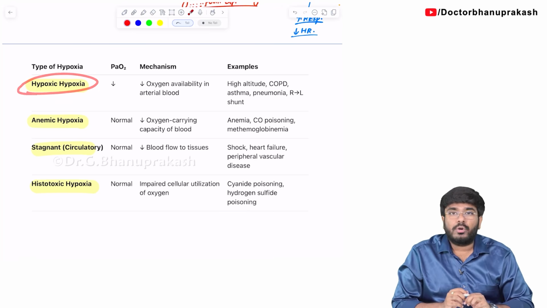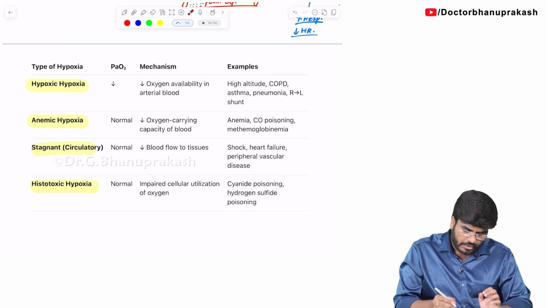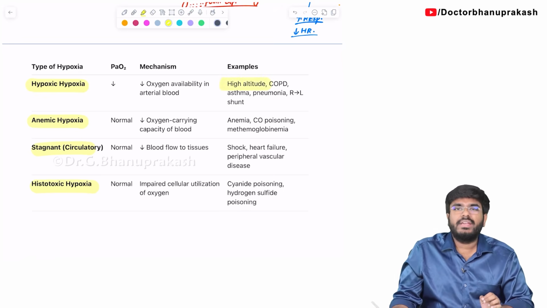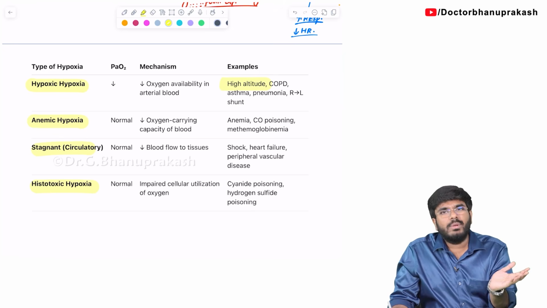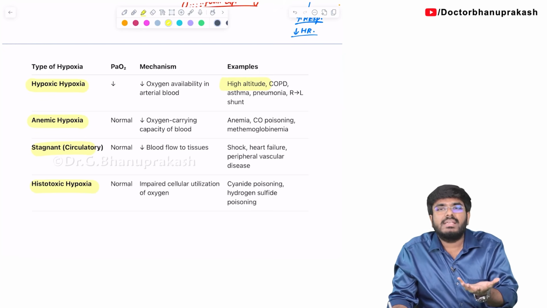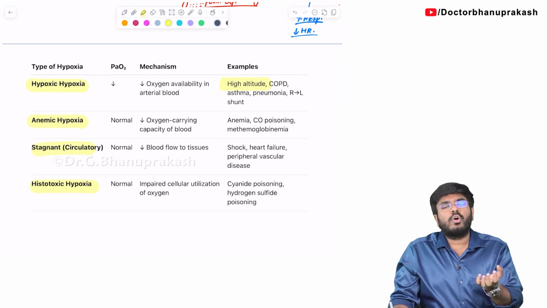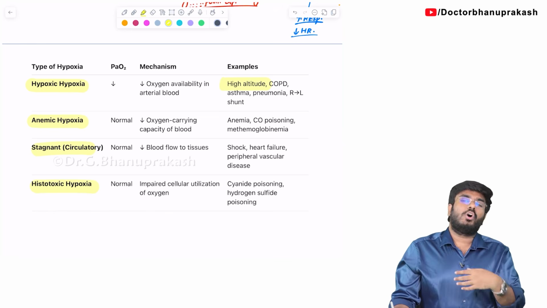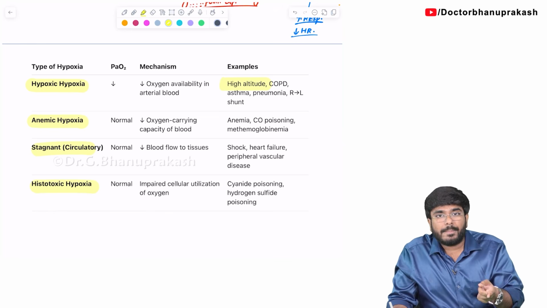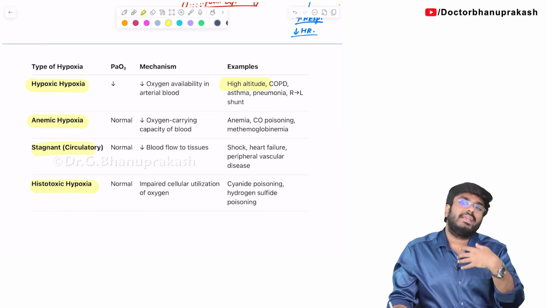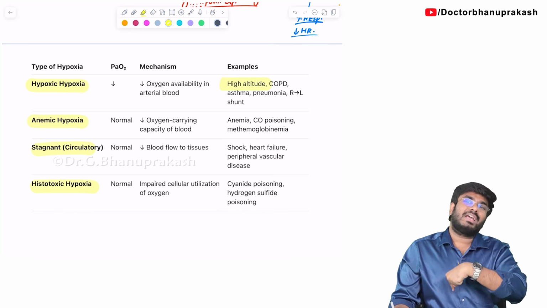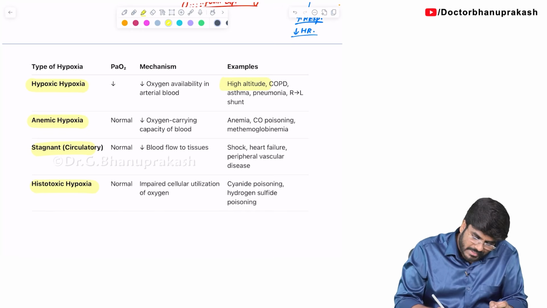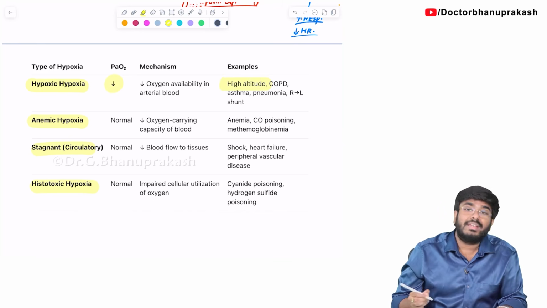What does hypoxic hypoxia mean? For example, imagine you are living at a high altitude. On the top of the hill, the amount of oxygen available is very, very less. If the oxygen is not available, how will you get it? So there is a problem outside. Your tissues are not able to get the oxygen, so there is hypoxia outside that is causing hypoxia to your tissues. That is hypoxic hypoxia, where the partial pressure of oxygen is very, very less.